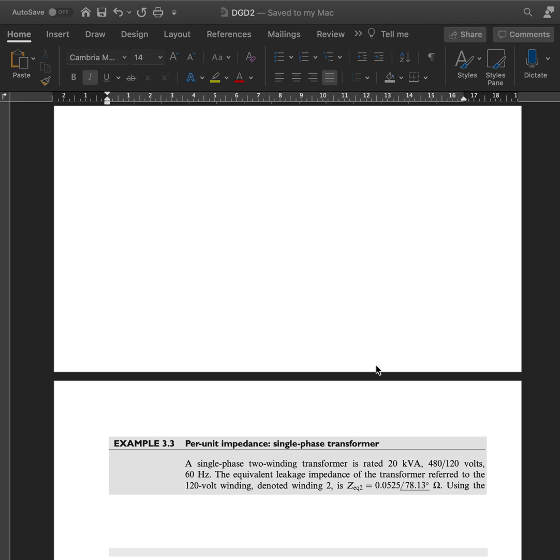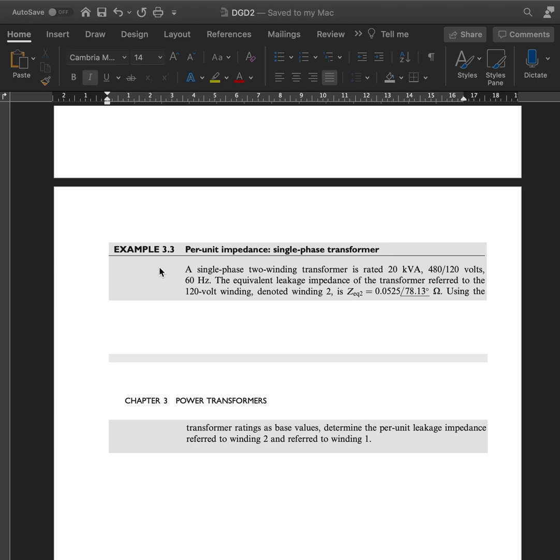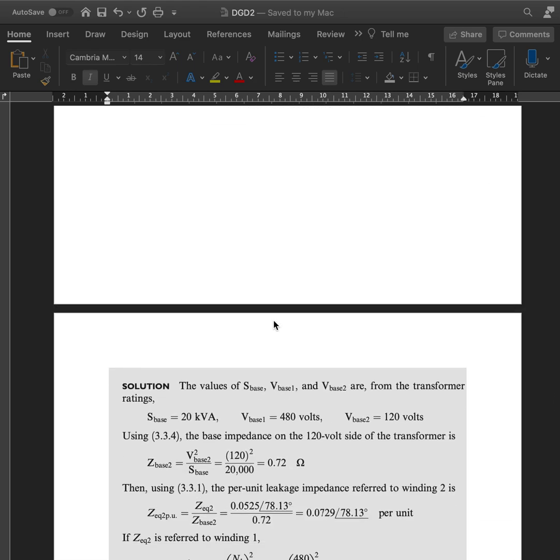Alright, okay, a per unit impedance example with a single phase transformer. A single phase 2 winding transformer has rated 2 kVA, 480/120 volts, 60 Hz. The equivalent leakage impedance of the transformer referred to the 120 volt side, denoted by winding 2, Z equivalent 2, is this. Using the transformer rating as a base value, determine the per unit leakage impedance referred to winding 2 and referred to winding 1. So we are given how the leakage impedance is referred to the winding 2 side.